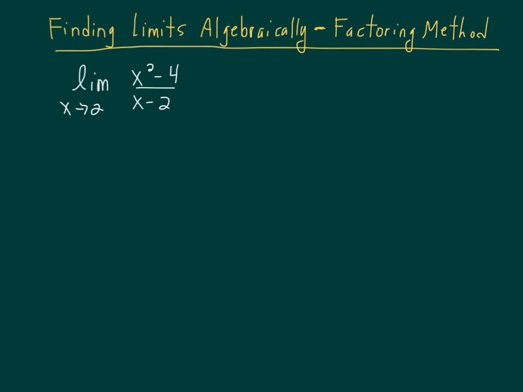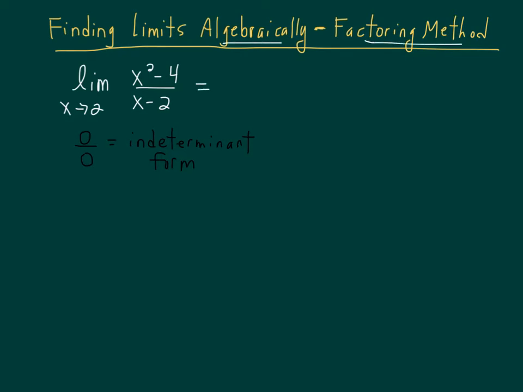Okay, let's revisit an earlier example where we saw the limit of this function as x approaches 2. If we plug 2 into this function, we said we're going to get 0 over 0. Now we actually have a name for this. This is called indeterminate form. So we found the answer last time using a table. Our technique this time is going to be to find our limit algebraically, but this time using a factoring method.